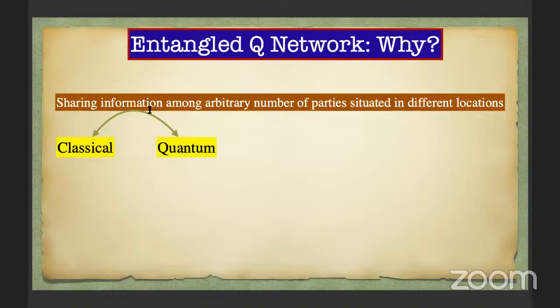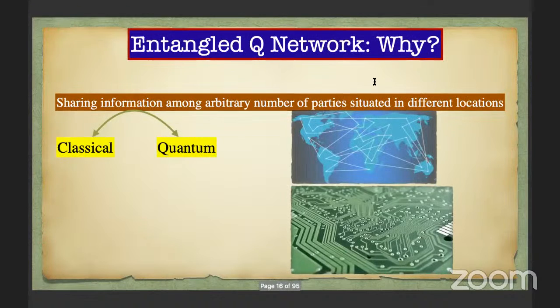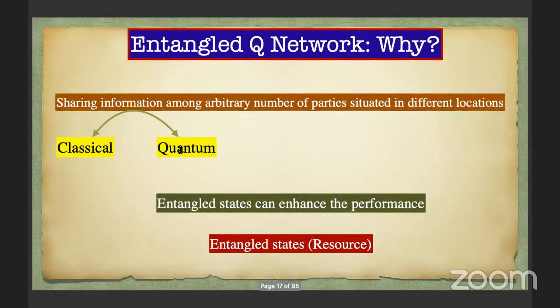Because we want to share information among an arbitrary number of parties situated in different locations. Here I should mention that these different locations can be different cities, different continents, just like in quantum computer hardware, where we want to transfer information from one node to another. So quantum network building can be an important part both in communication theory as well as in computation. Now, information can in general be classical or quantum. In both scenarios, we know entangled states can enhance performance of sharing classical or quantum information among an arbitrary number of parties. So we can say that in this network, or in sharing information, entangled states are resources.